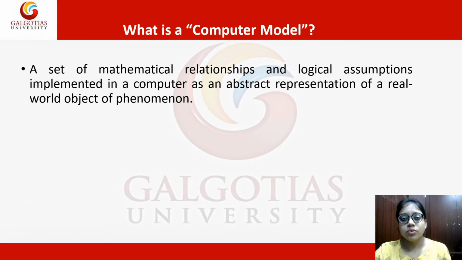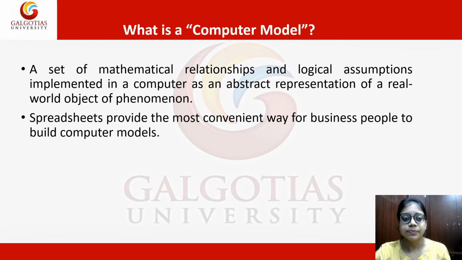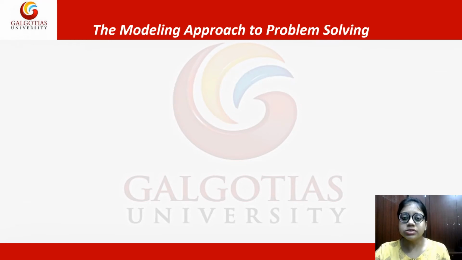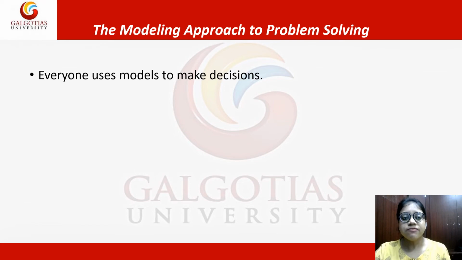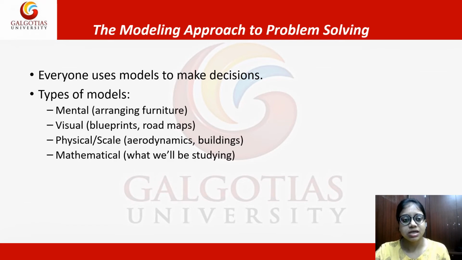So now we will understand what a computer model is. It is a set of mathematical relationships and logical assumptions implemented in a computer as an abstract representation of a real-world object or phenomenon. Spreadsheets provide the most convenient way to develop a model. So what is our modeling approach to problem solving? Everyone uses models to make decisions. There are 4 different types of models. First is mental, such as arranging furniture.